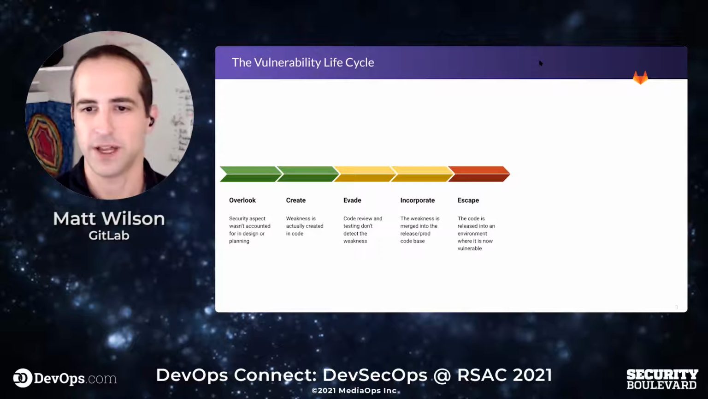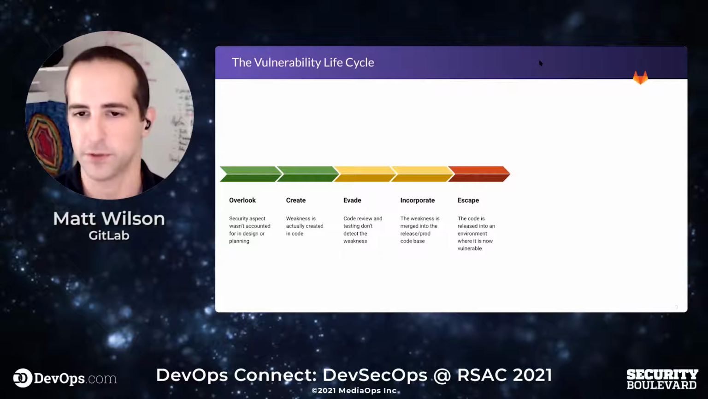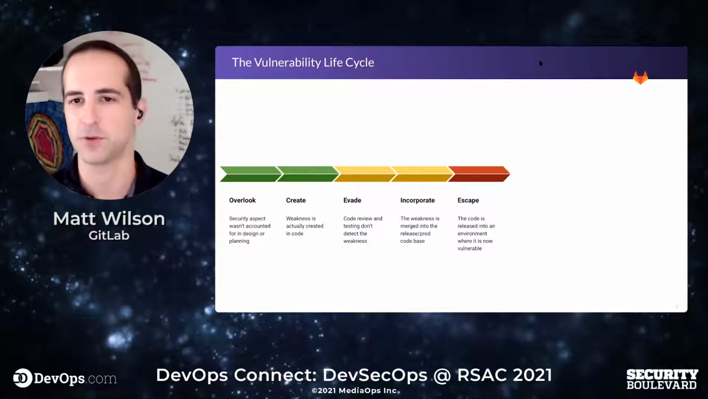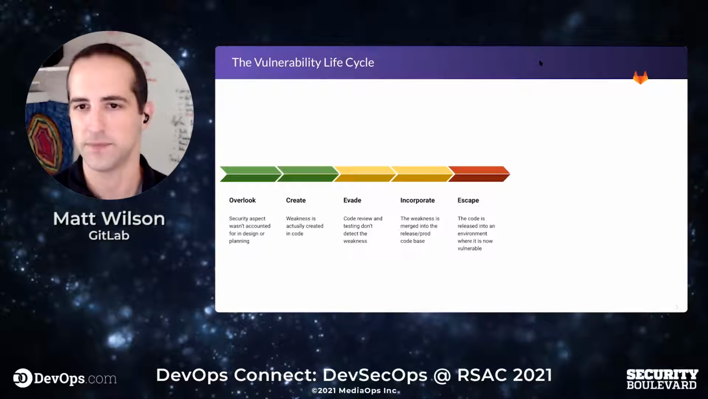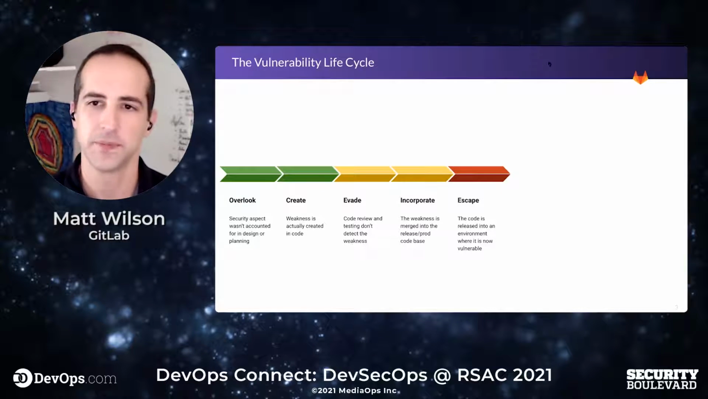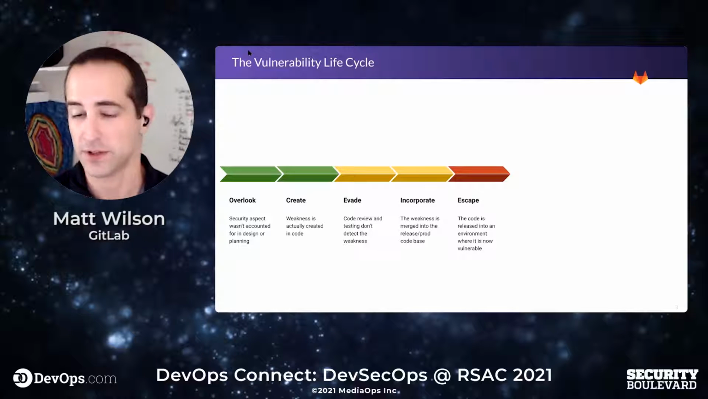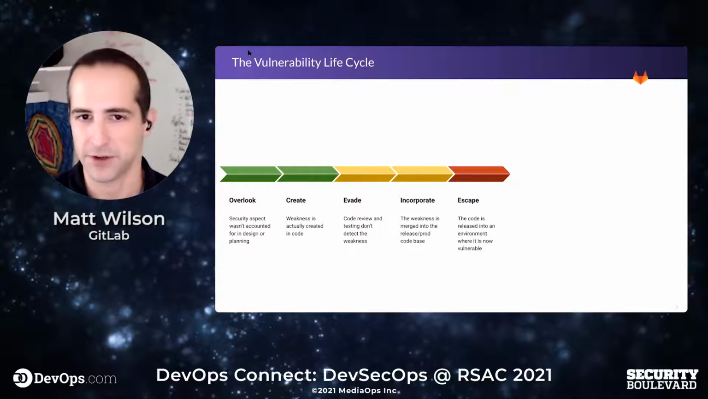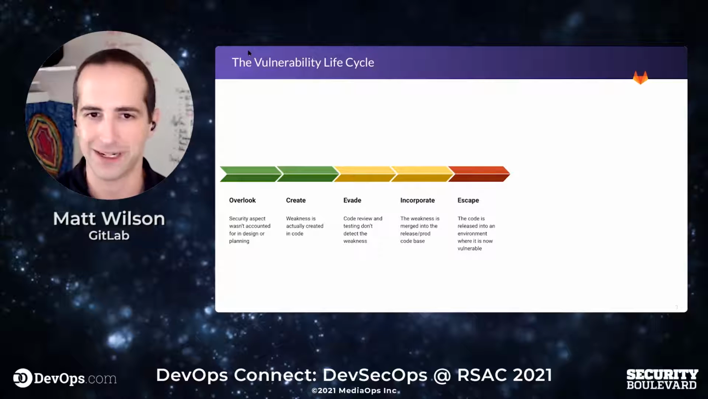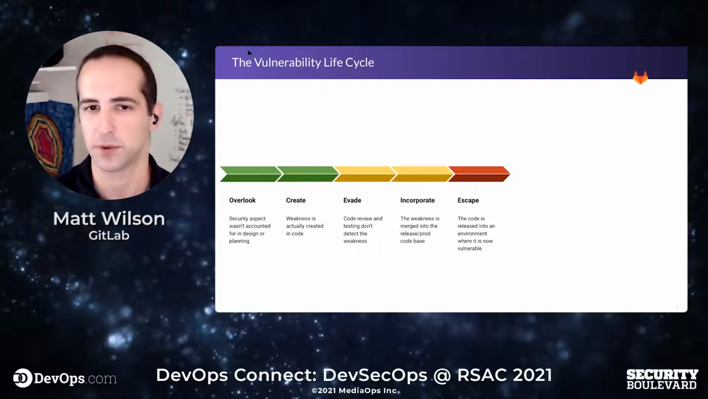That code is now released into an environment where it's exposed and accessible. I would argue at this point, this is where a weakness becomes an actual vulnerability, because up until this point, it wasn't in a place where it could be exploited. It doesn't even have to be on the public internet. It could be an internal system, but it is in a position where it could potentially be exploited.